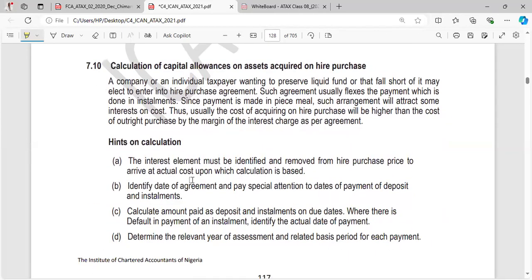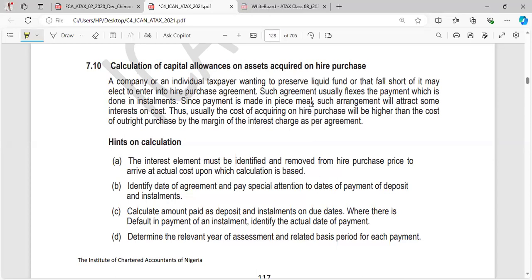All right, so let's look at capital allowances on assets acquired on hire purchase. I was saying something about this before. A company or an individual taxpayer wanting to preserve liquid funds, or that falls short of it, may elect to enter into a hire purchase agreement. So you see here, you don't have the money to have these assets in your possession as your own, but you may go into a hire purchase agreement whereby the payment is done over a flexible payment period. The asset will still be your own at the end of the day.